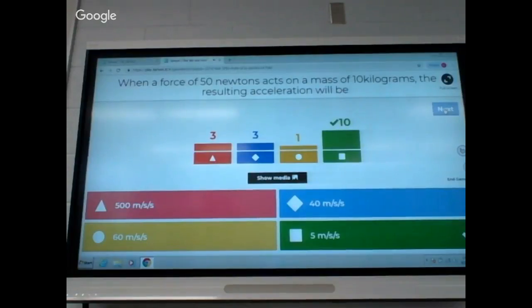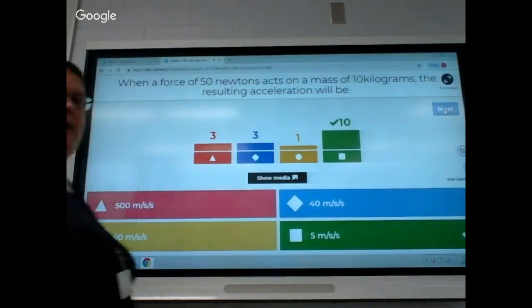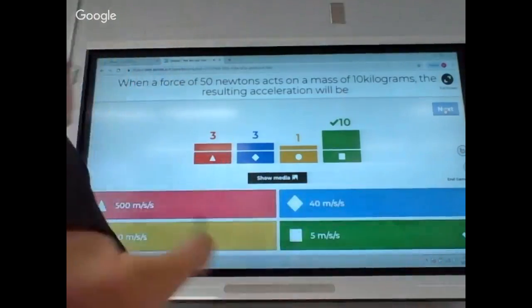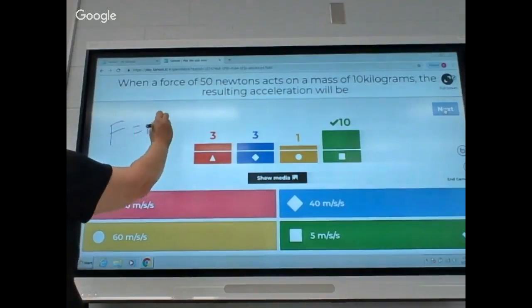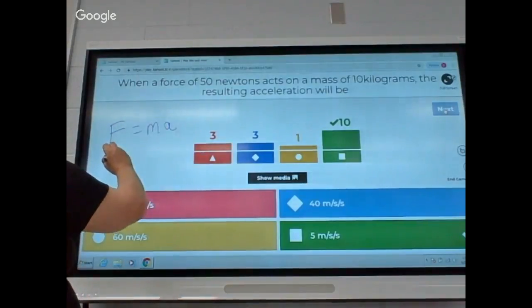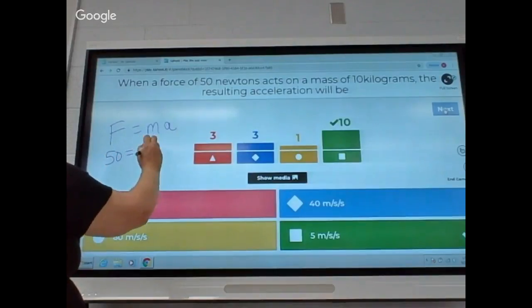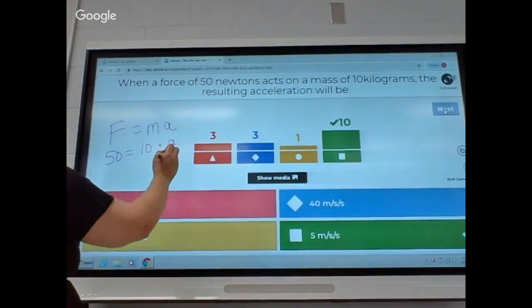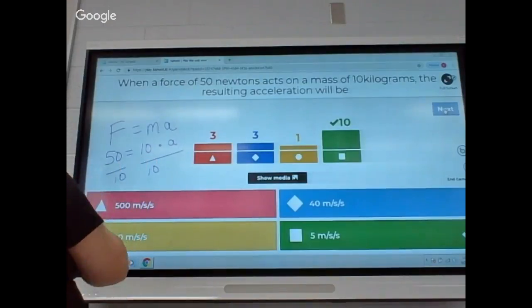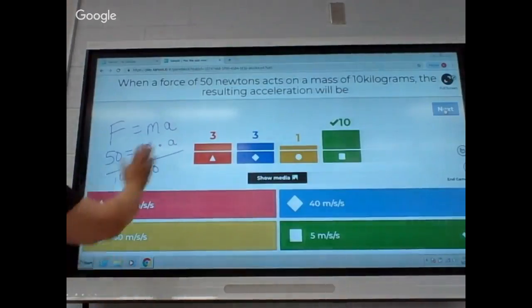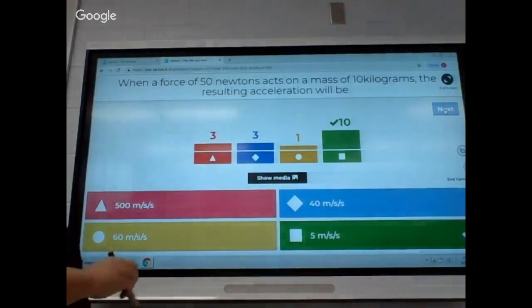All right. When you go to solve this, you're using your F equals MA, right? F equals MA. We have a force of what? 50, a mass of 10. We want A, so we do what? Divide by 10, divide by 10. So A equals 5.